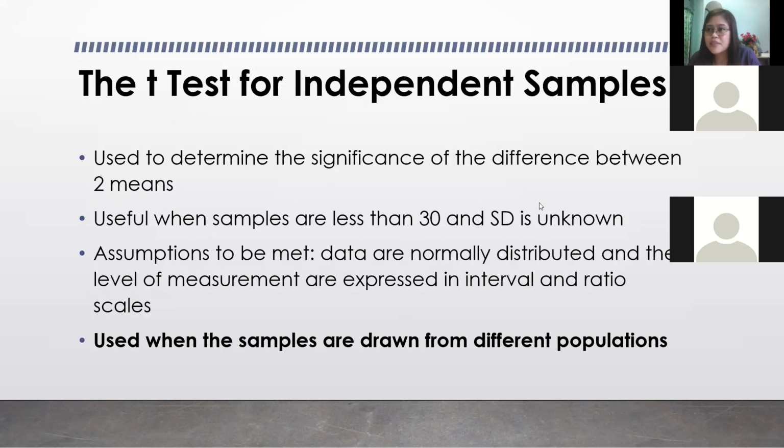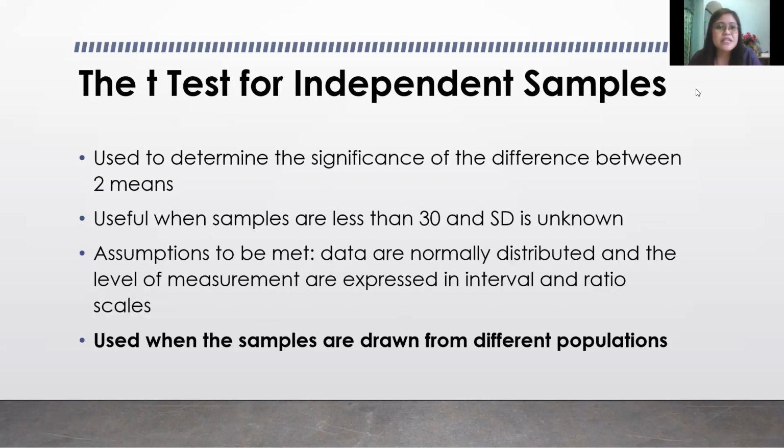I've been saying t-test for a while now. What is the t-test? So we have two types of t-test, class. The t-test for independent samples. We also call this independent sample t-test or unpaired t-test or student t-test.